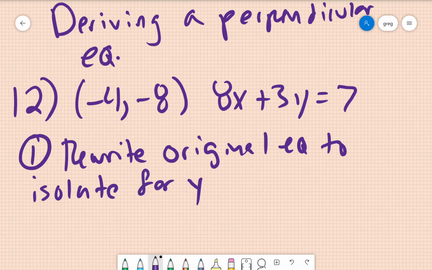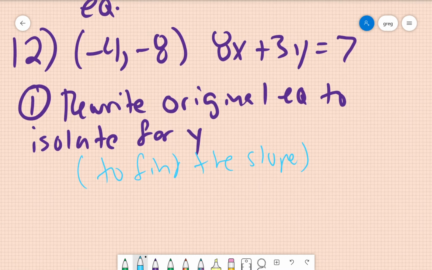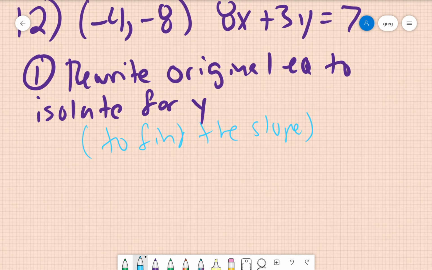And why are we doing this again? What's the main purpose of doing this? To find the slope. So I'm put down here again, to find the slope. Parallel and perpendicular lines are all based upon the slope. So now let's go ahead and rewrite. So now at your tables, go ahead and rewrite that equation to isolate for y.